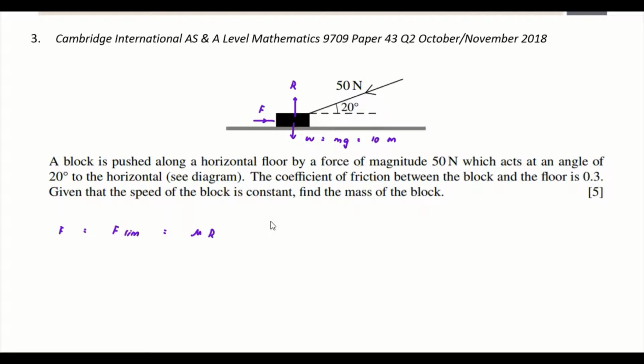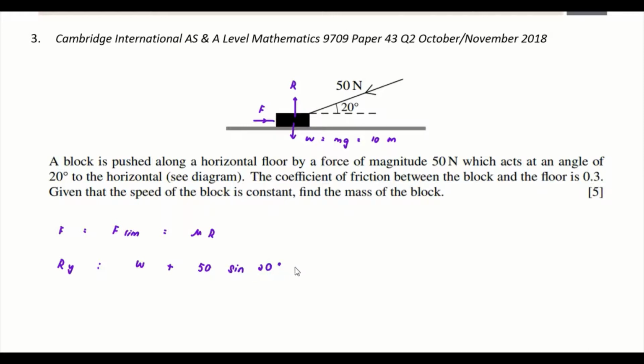Now what we need to do is resolve the forces. Let's start with the vertical one perhaps. We have R and then W. The frictional force is not involved in our first equation, because it's perpendicular to the vertical component. So we are resolving in the direction of Y. Moving down, we have the 50 Newton force and the W here. So it will be W, plus, moving down, 50 sine 20.